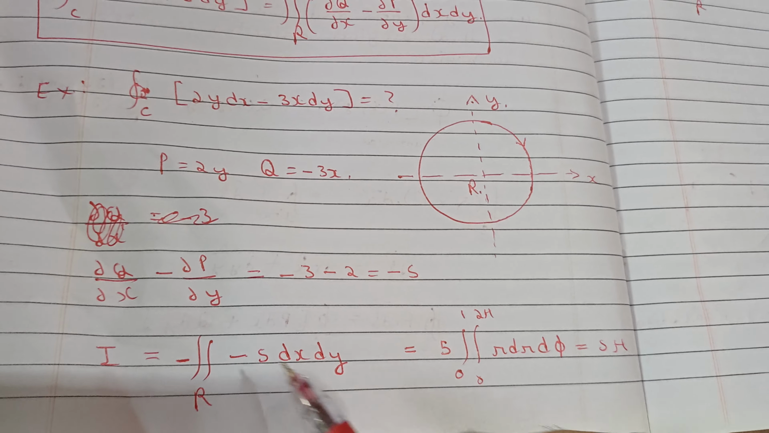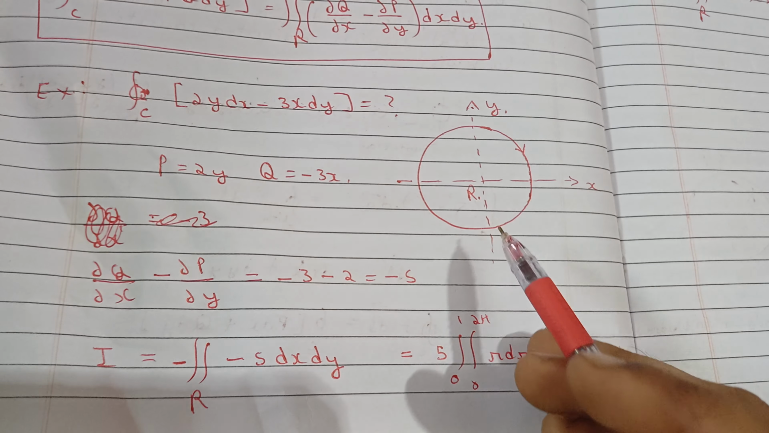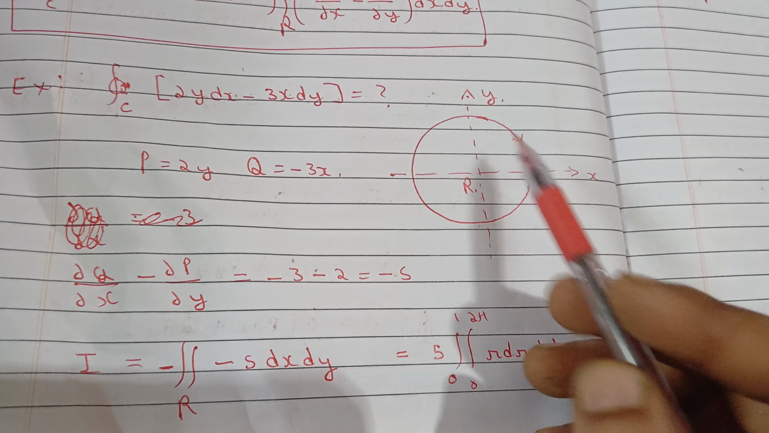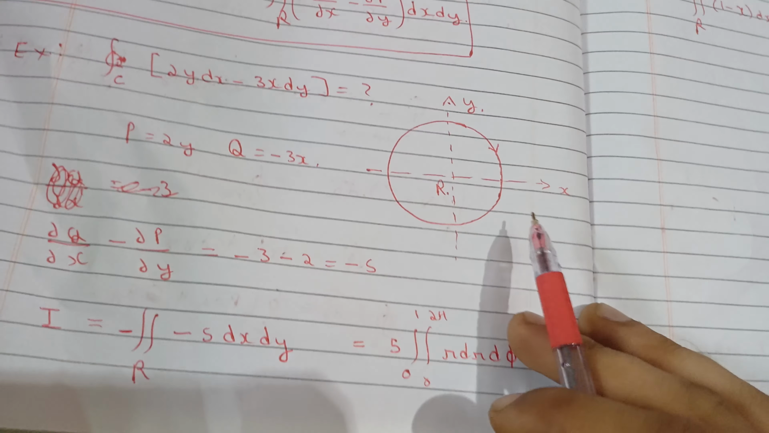Okay, so you can directly write pi r square where r is 1, so you will get your answer 5 pi. And you can do it in the other way also, because this is the cylindrical coordinate system, this is polar coordinates you can say. So you can write in terms of r, phi.